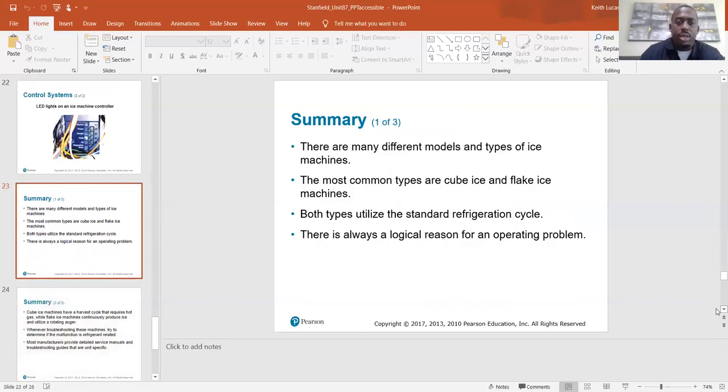So in summary, there are many different models and types of ice machines. The most common types are cube ice and flake ice machines. Both types utilize the standard refrigeration cycle. There's always a logical reason for an operating problem.